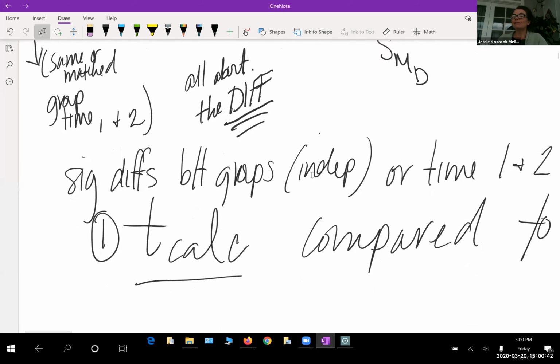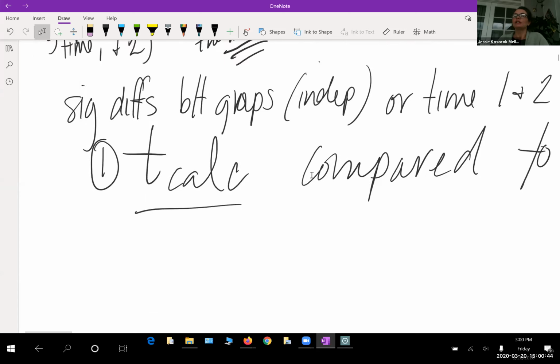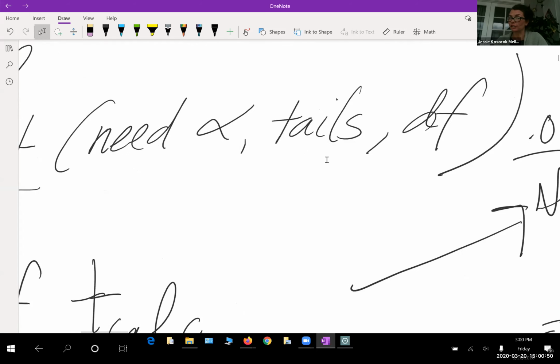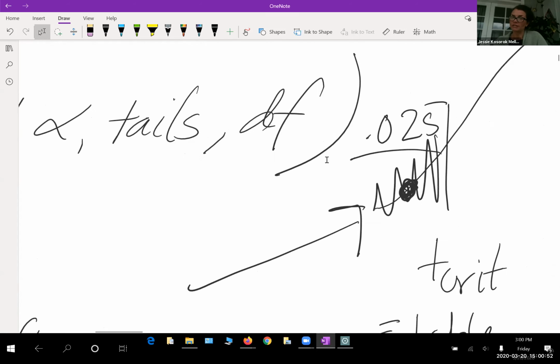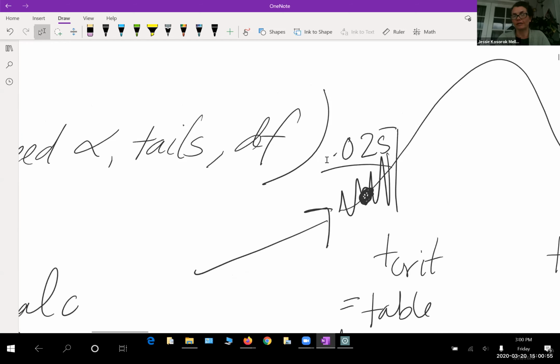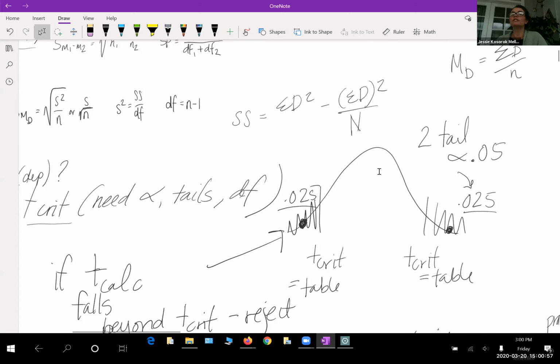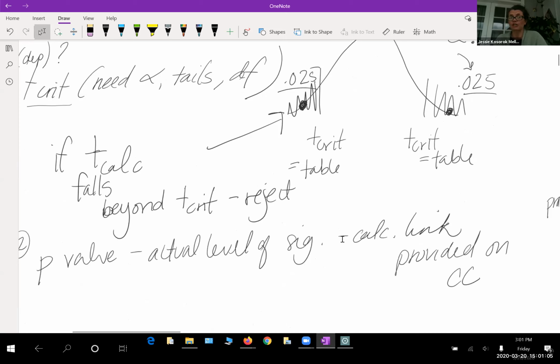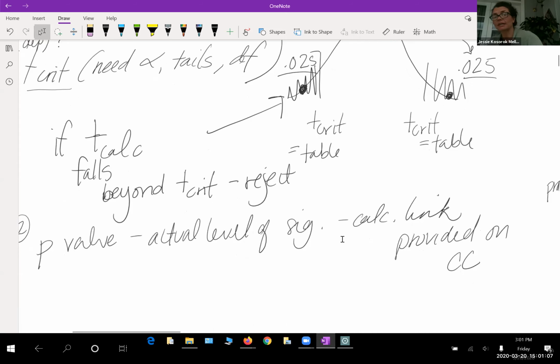So once you calculate your t, you compare that to your critical t. And you'll need your alpha. You'll need to know if you want a one-tail or a two-tail. And you'll need your respective degrees of freedom. And so what you do is you compare your calculated t to the critical t that was outlined by that information. And if it falls within that rejection region, you can reject the null. You found a significant difference between these groups.